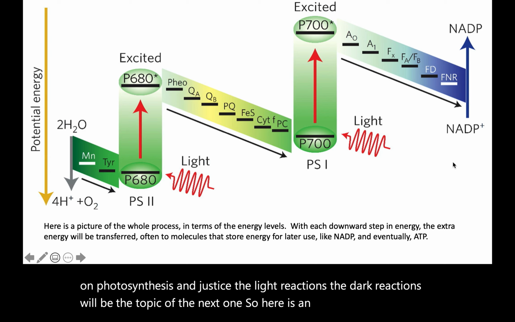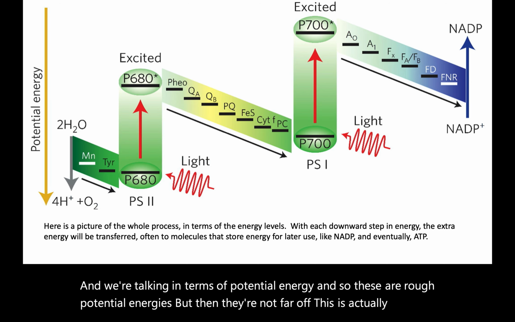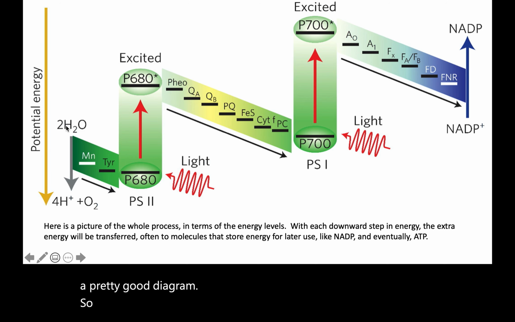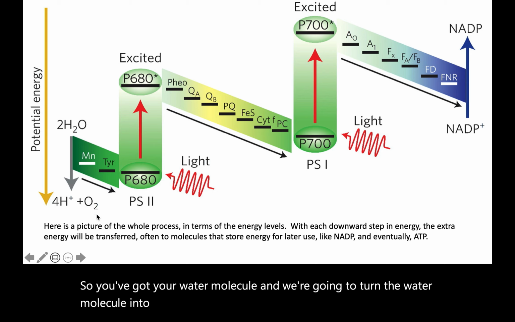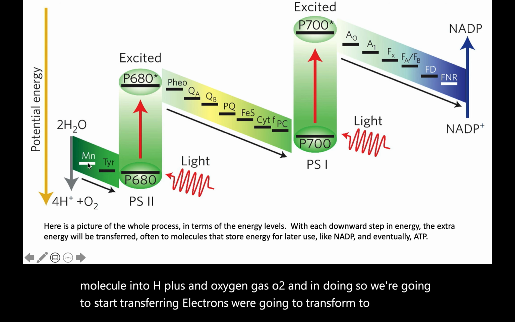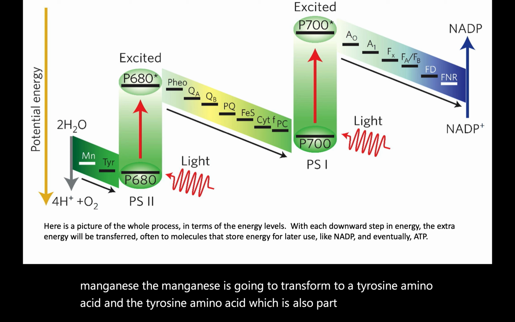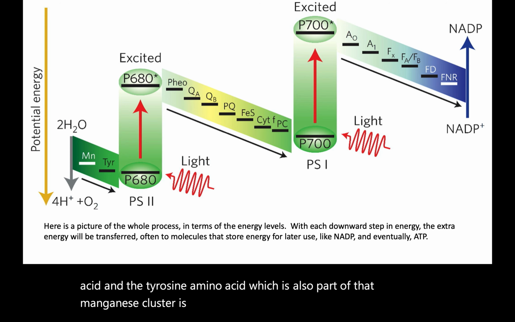So all right, and we're talking in terms of potential energy. And so these are rough potential energies, but they're not far off. This is actually a pretty good diagram. So you've got your water molecule. And we're going to turn the water molecule into H plus and oxygen gas, O2. And in doing so, we're going to start transferring electrons. We're going to transfer them to the manganese. The manganese is going to transfer them to a tyrosine amino acid. And the tyrosine amino acid, which is also part of that manganese cluster, is then going to transfer it to P680 when it's P680 plus.